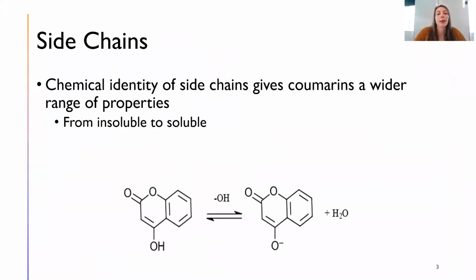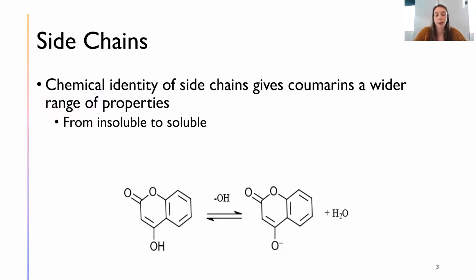On top of that, these molecules can be diversified by adding different side chains. So these side chains will give it even more properties on top of the properties that the backbones already possess. For example, here at the 4th position, we have the addition of an alcohol, which causes coumarin, which is normally insoluble in water, to be soluble in water in a slightly alkaline condition.